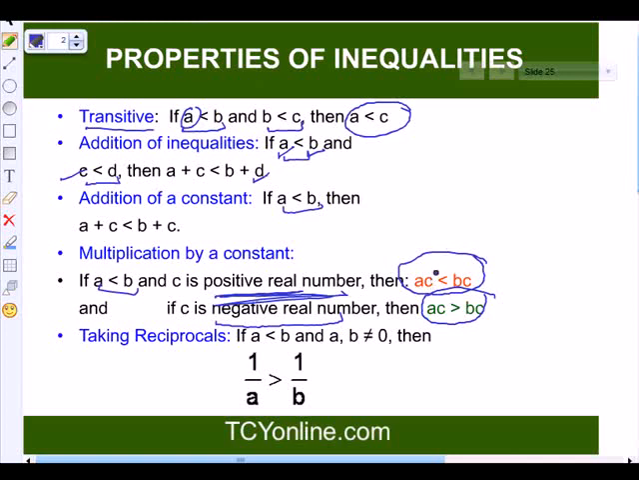Then we have taking the reciprocals. It's known that A is less than B and both A and B are not equal to 0. Then obviously the reciprocal of A will be greater than the reciprocal of B.